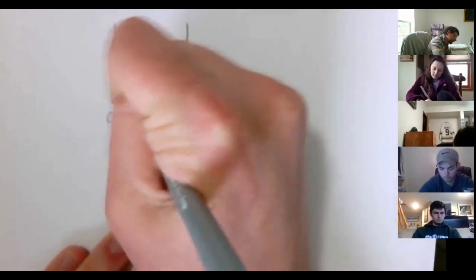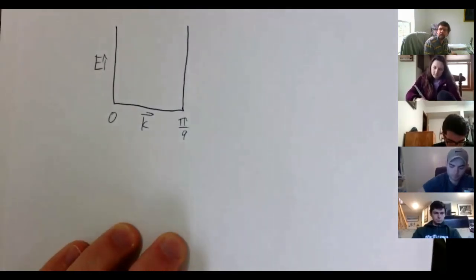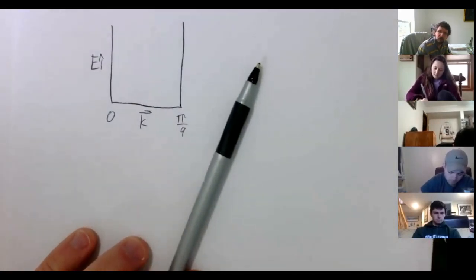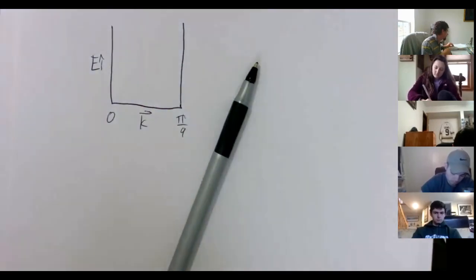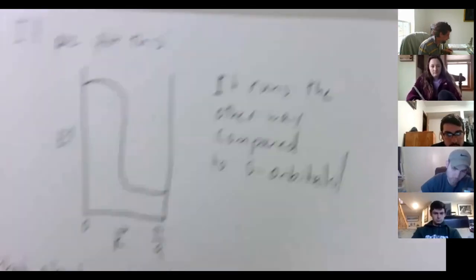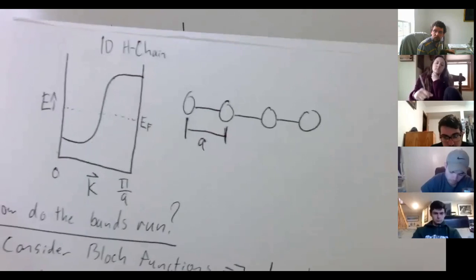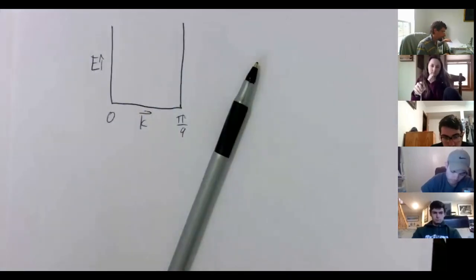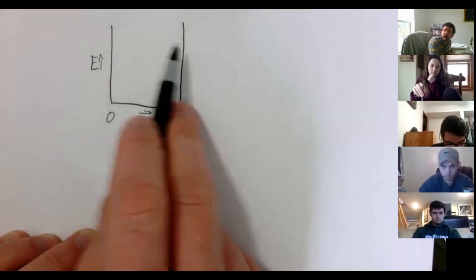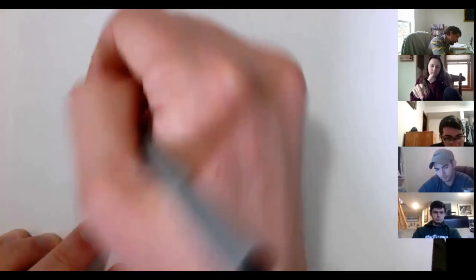Pi over a, E. Okay, what's the band structure going to look like? Keep in mind, this is how our last p orbital looked, and this is how our s orbitals look. So what do you think? Are we going to start low and go high, or start high and go low? Start low and go high. Yep.